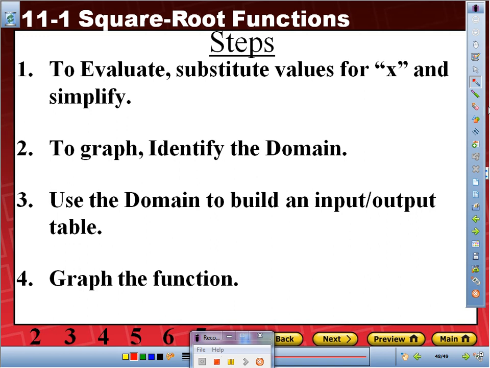What do you do when you evaluate? Substitute values for x. All right, so pretty much to evaluate, the easiest thing to remember is that we substitute values and at the end we simplify.